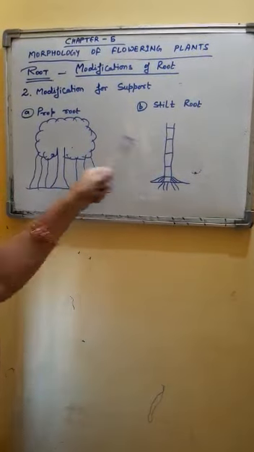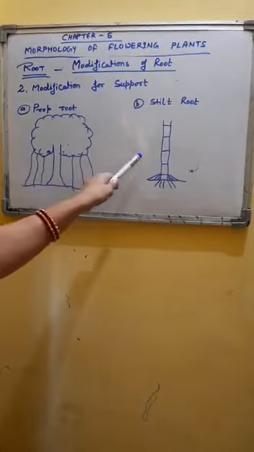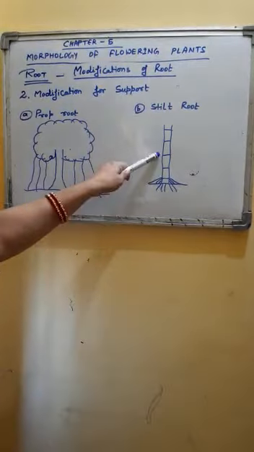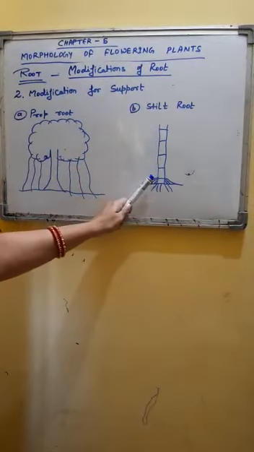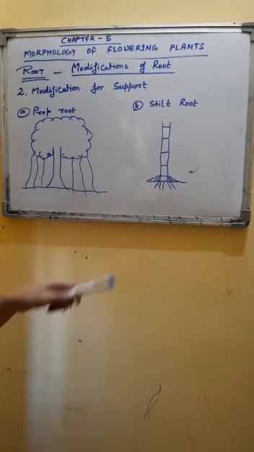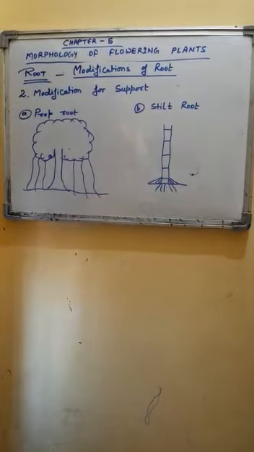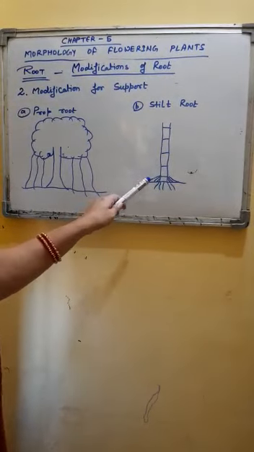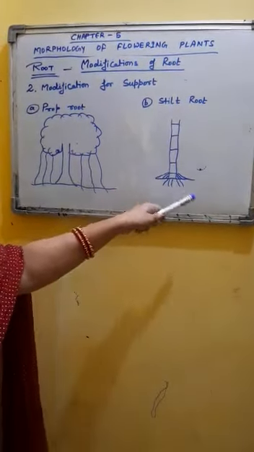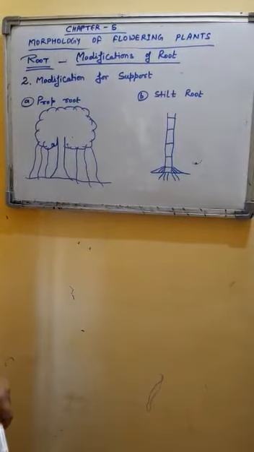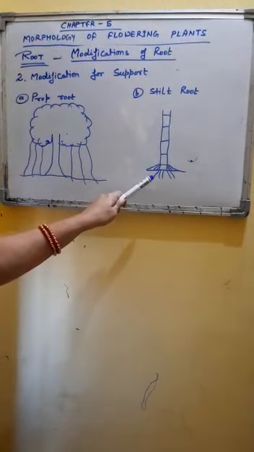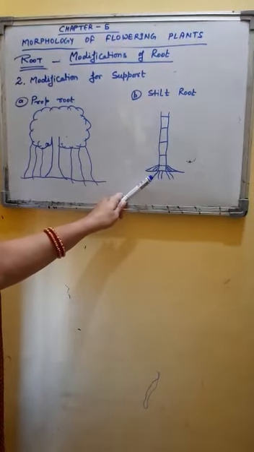The second example is stilt root. Stilt root arises from the lower node. You can see this is the stem having these nodes. Now this is the lowermost node and various roots are arising from the nodes of the stem. Again, that's why it is adventitious roots, because the root is arising from the node of the stem and these are going inside the soil, providing support to the plant. This example can be seen in the plant of sugarcane and maize.